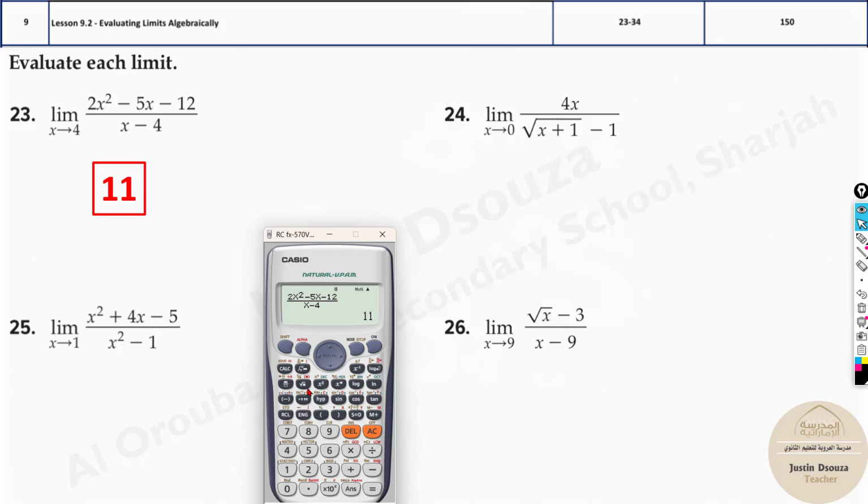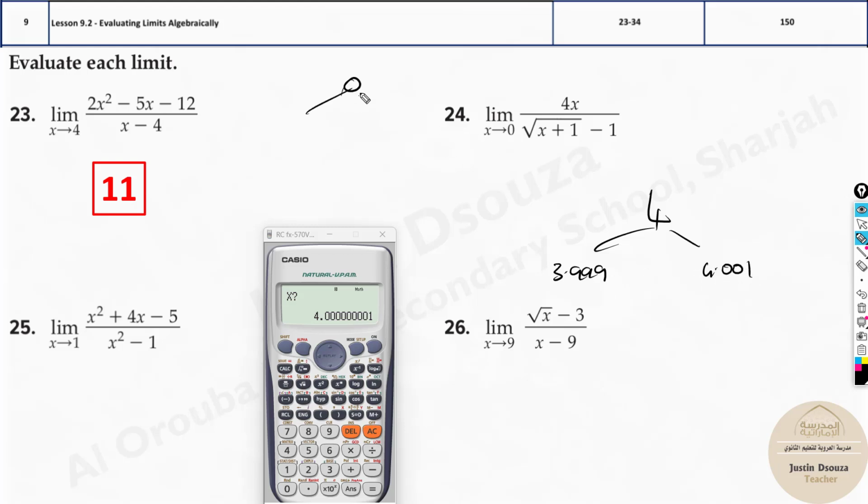What about this one? Same way. Clear it off. Write the fraction symbol. 4x divided by square root x plus 1 minus 1. Now here calculate 0. Now what happens to 0? See, now if it was 4, the two values very close to it is 3.999 and 4.001.